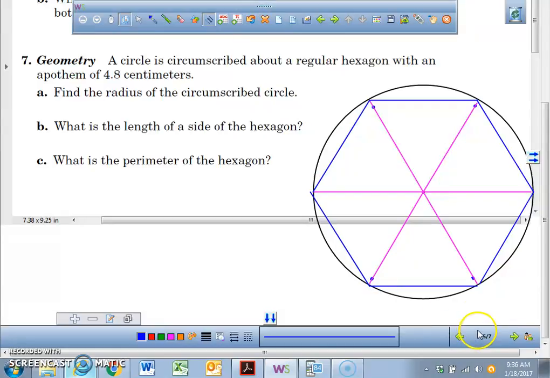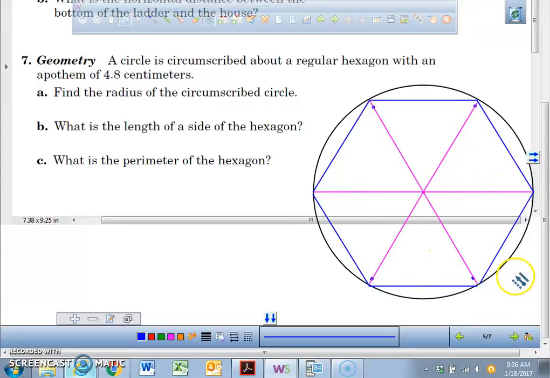Now, by the way, what do all of these triangles appear to be? What kind of triangles does that even appear to be? Equilateral, right? Equilateral triangles. Well, guess what? A regular hexagon always breaks into equilateral triangles. How many equilateral triangles do you have? 1, 2, 3, 4, 5, 6.